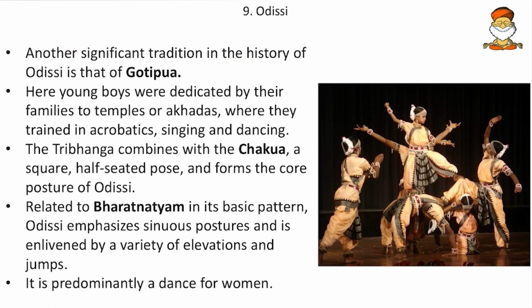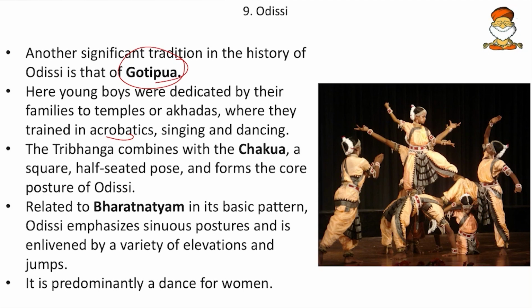Another significant tradition in the history of Odissi is the Gatipua dance. Here, young boys who were dedicated by their families to the temples or akadas are trained in acrobatics, singing and dancing. Friends, the children who are born on bad dates, mainly the Mangliks, are left out of families and they perform this Gatipua dance, which is a form of Odissi. Gatipuas are very similar to Aghoris. They are also children born on bad dates and are left in Varanasi so that they will not go back to their families.